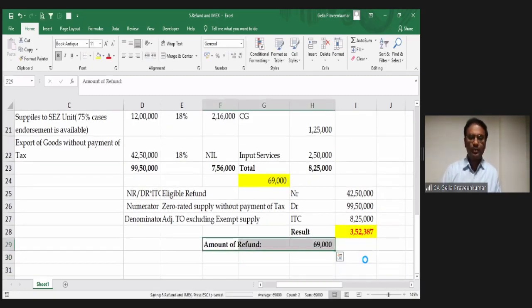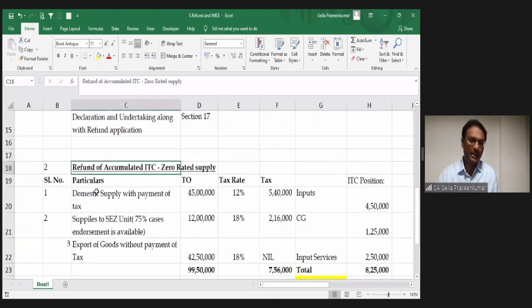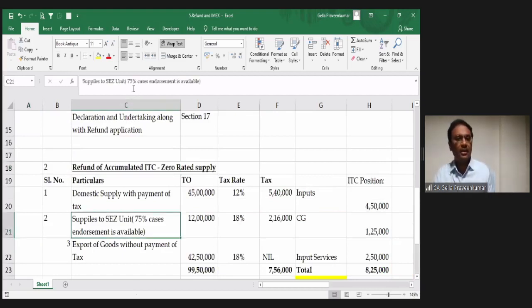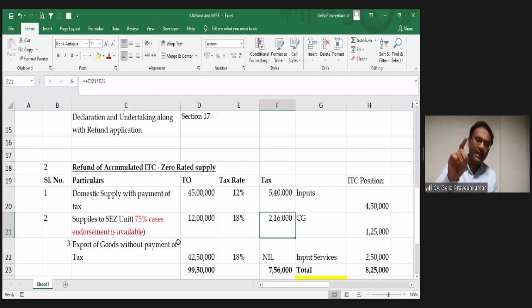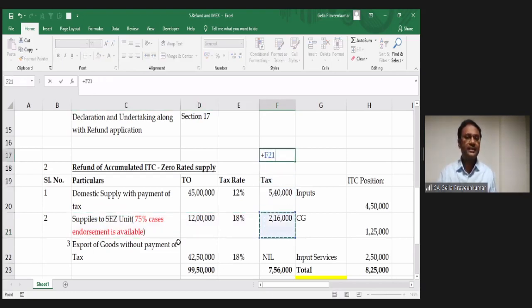So friends, this is what Rule 89 talks about: claiming of a refund in relation to your input accumulated on account of zero rated supply. Now here, one is the formula which I have explained. Second, there is something called SEZ, 75% endorsement available. Here, I have to file a separate application for this particular category called SEZ. Now the officer concerned will process 75% of this amount as a refund, 1,62,000.